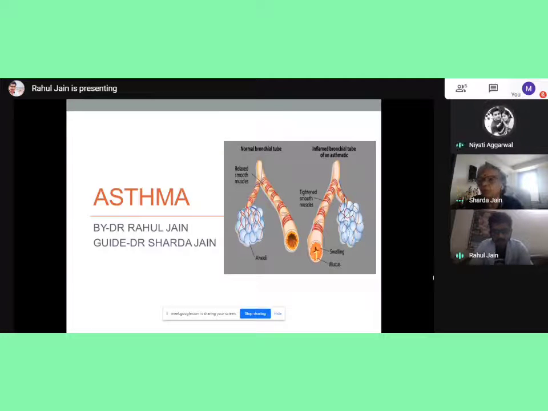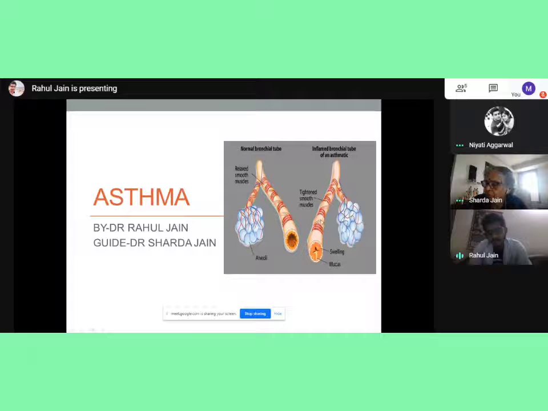In the picture, from overview, on the left side I see a normal bronchial tube, while on the right side I see an inflamed bronchial tube. The point to be noted from this picture is, first, the alveoli in both are normal, so it is not a disease of alveoli. Secondly, it is a disease of bronchi and bronchioles.